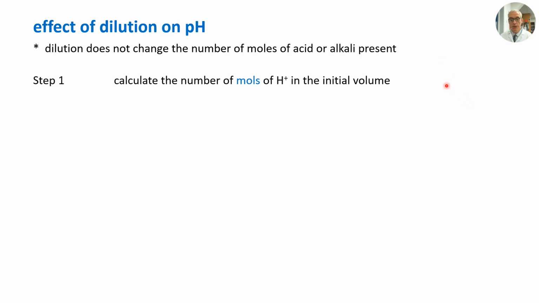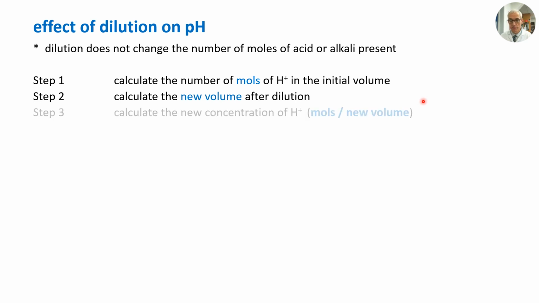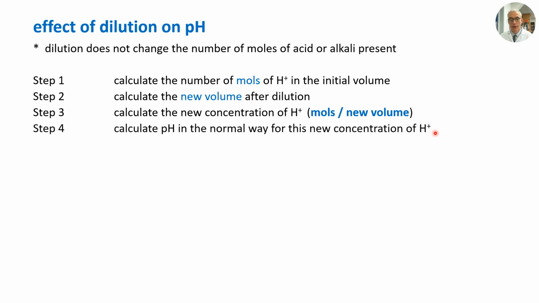So the first step is to calculate the numbers of moles of hydrogen ions in the initial volume. Then calculate the new volume after having added some more water after dilution. Then calculate the new concentration of hydrogen ions in terms of moles divided by the new volume. So that's the answer from 1 divided by the answer to 2, of course in decimeters cubed. Then calculate pH in the normal way using the pH definition.